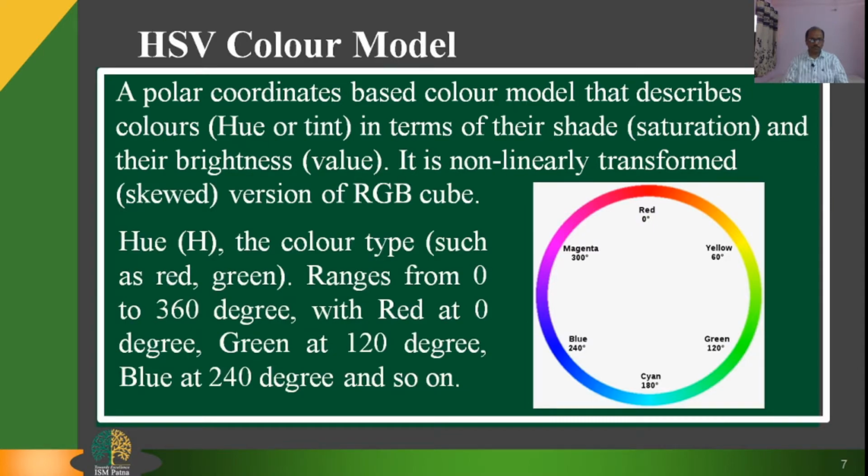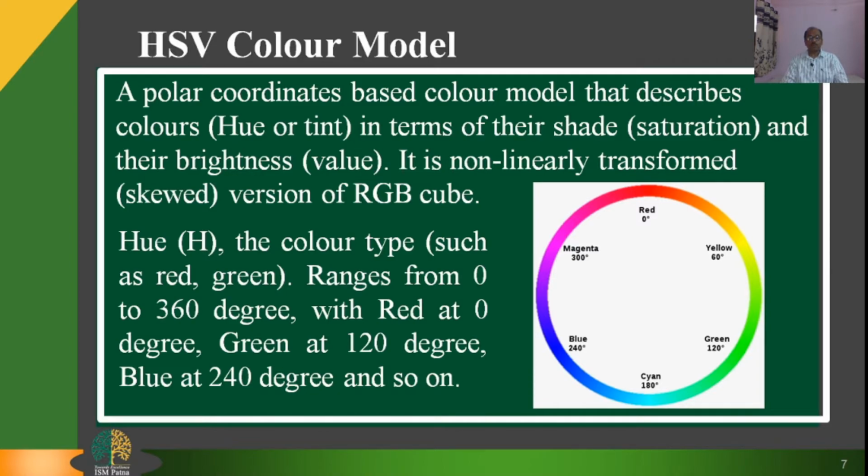The next model is HSV, a polar color model that describes colors, hue or tint, in terms of their shade and their brightness. It is a non-linearly transformed version of RGB. The HSV model is generally used today in color pickers, in image editing software, and less commonly in image analysis and computer vision.